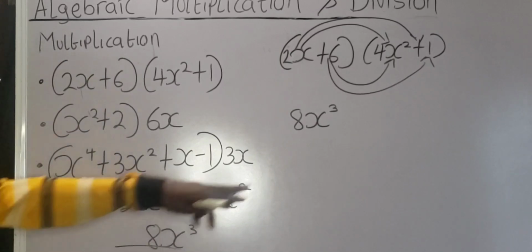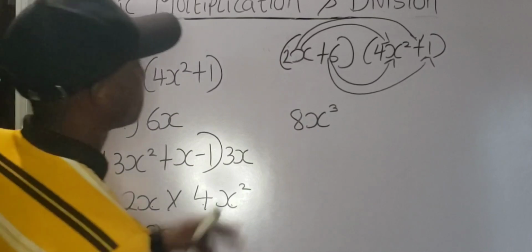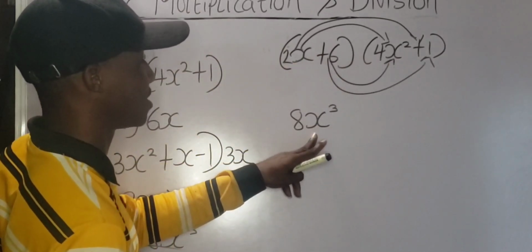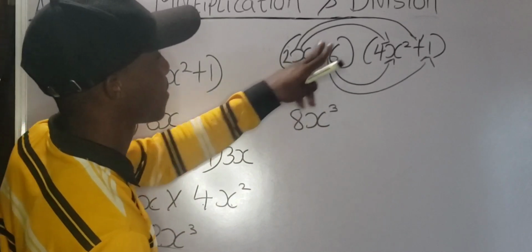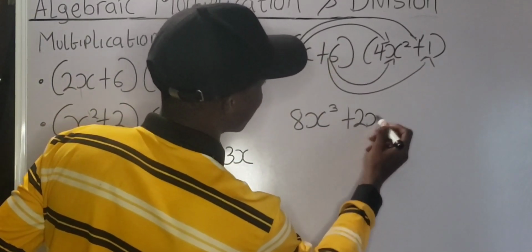Because you might not understand how I got this. That's how I got it. Okay? So let's proceed. 2x multiplied by 4x squared, that is 8x raised to the power of 3. 2x multiplied by 1 plus 1, that is positive 2x.